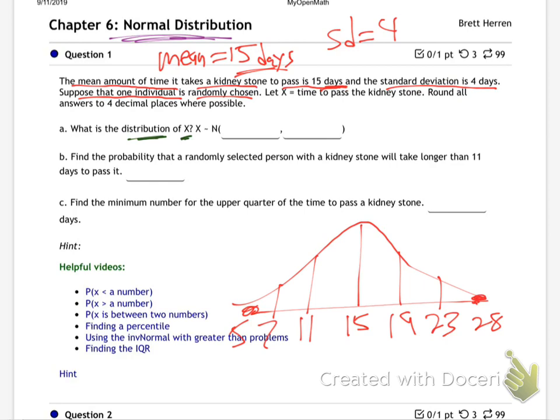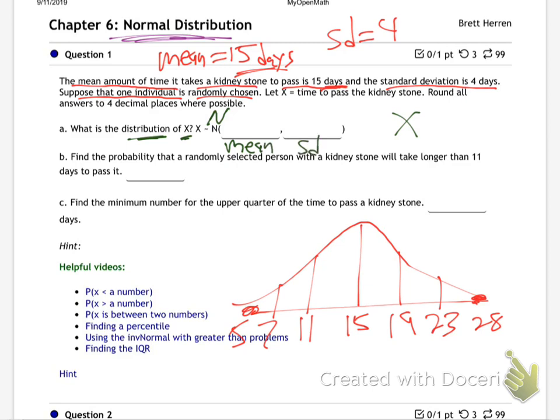Now, what's that X thing? Well, they're going to just use X to represent whatever it is we're talking about. It could be men's shoe sizes. In this example, it's days to pass the kidney stone. So how is X distributed? Well, that N right here, I don't know if you can see that. That means normally distributed. And then the parentheses has 2 blanks in it. What are those 2 blanks? They want you to put the mean right here and the standard deviation right there.